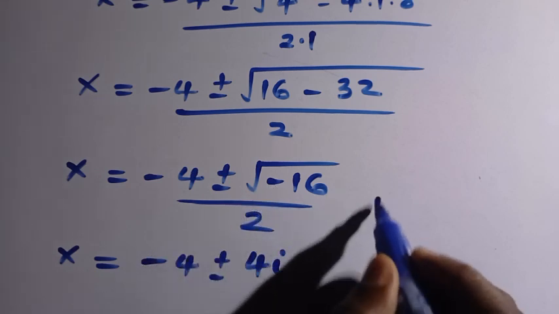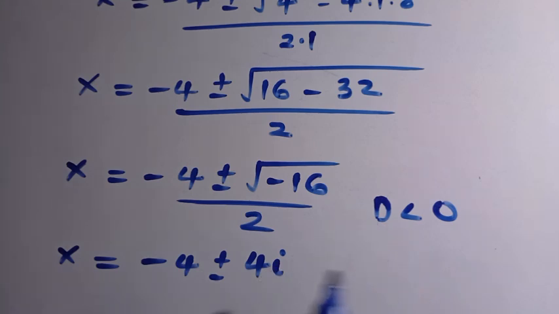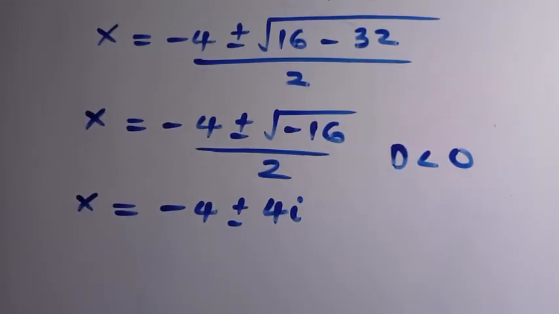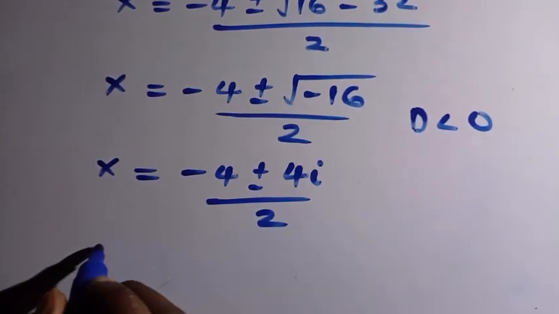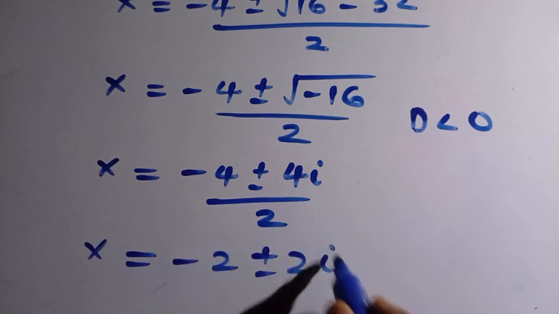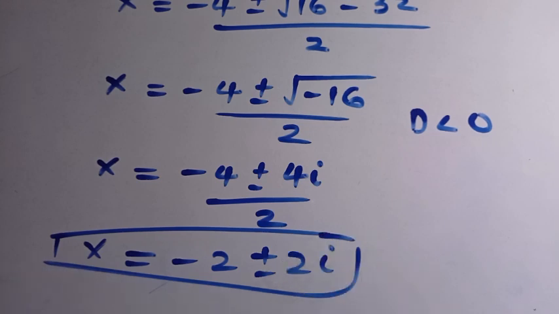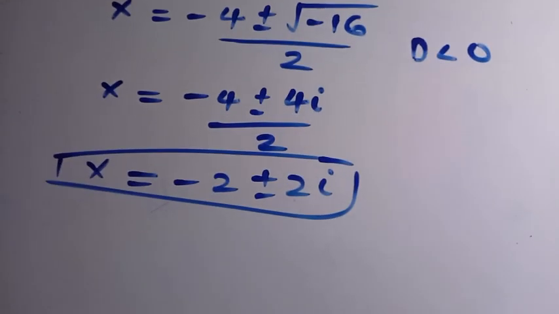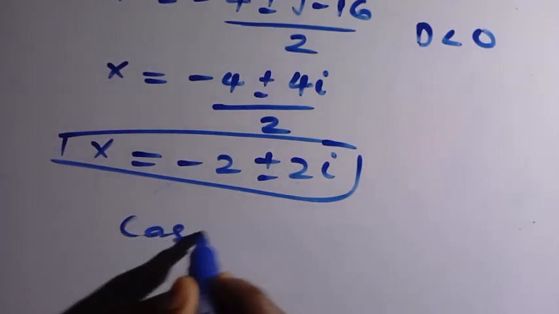The discriminant here is less than 0, which means the roots are complex. So the square root of minus 1 is given as i. Therefore we divide everything here by 2, factoring out 2, and we get x equals minus 2 plus or minus 2i. So here are the first two solutions, which are complex. Then we are going to consider the other case. So suppose we have case 2.